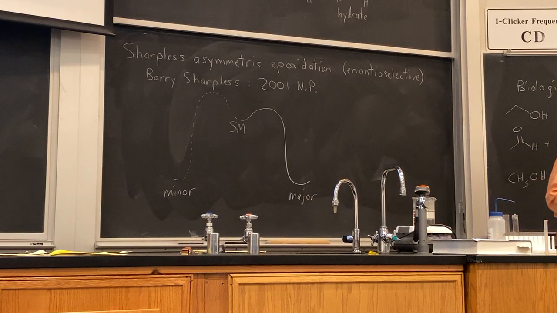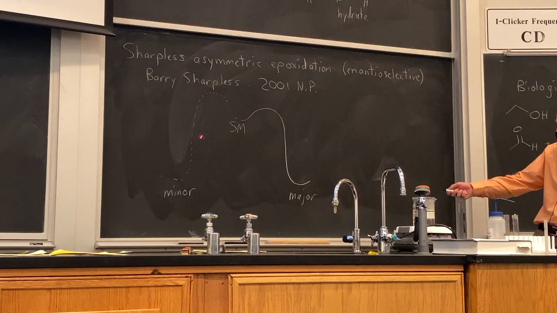So what we have to do is use kinetics. We have to make it so that the pathway leading to the major enantiomer is faster, has a lower activation energy, than the pathway leading to the minor enantiomer. If we can form one enantiomer faster than another, and there's no equilibrium between them, we can end up with a major enantiomer and a minor enantiomer. So I've drawn that for you here.